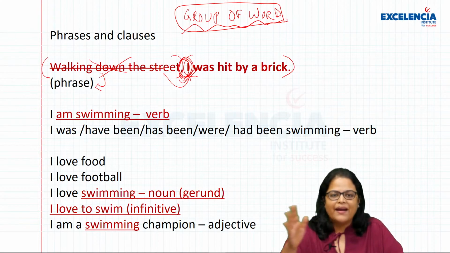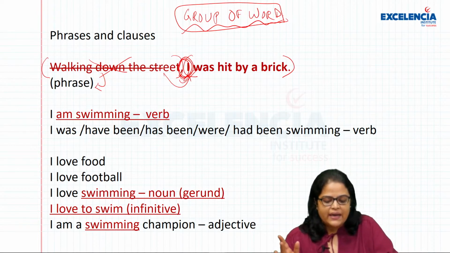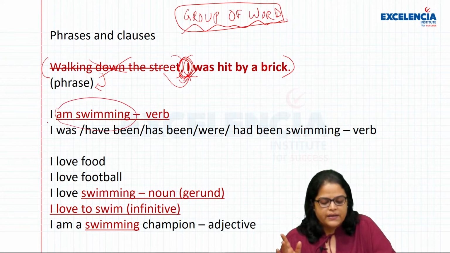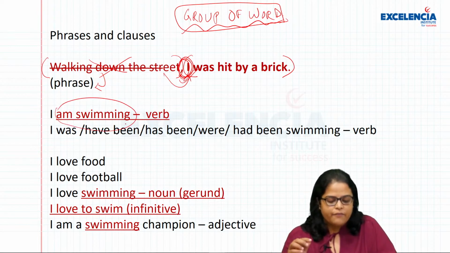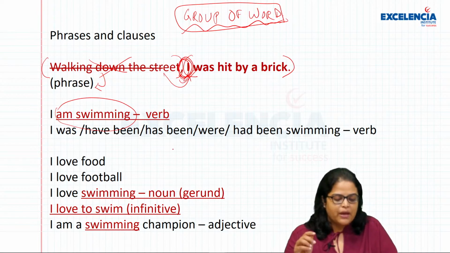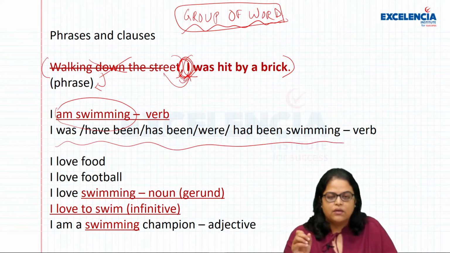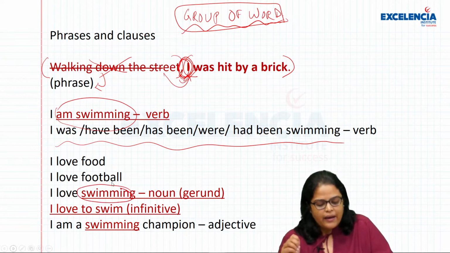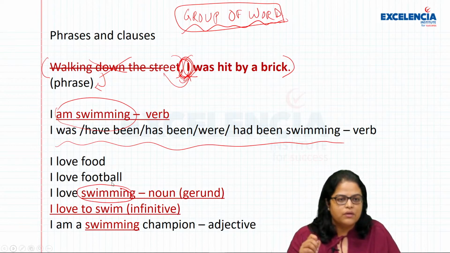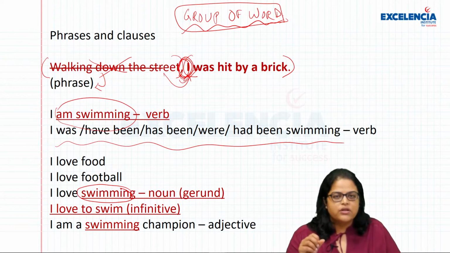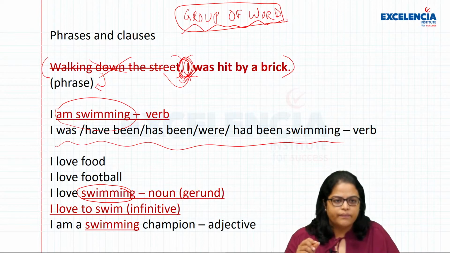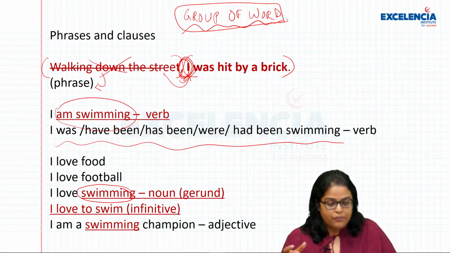Now I'm going back to that verb tense chapter where I said I am swimming was my verb, guys. So I was swimming, I have been swimming, she has been swimming, they were swimming. All of these are just verbs. We agreed? Then you'll remember I love swimming. We said swimming is a noun. Arshita, do you understand this? I love swimming. Swimming is a noun. So I love football. I love cricket. Similarly, I love swimming.